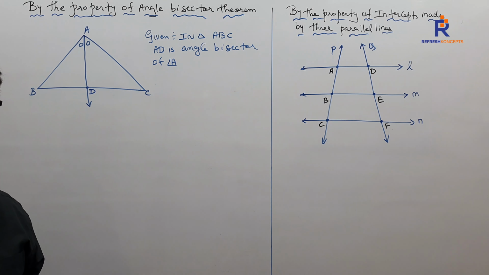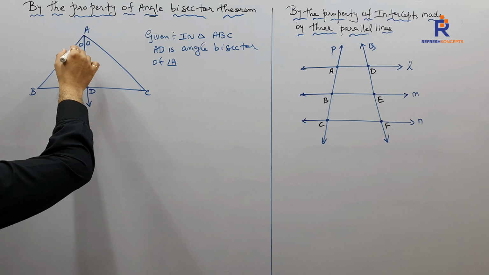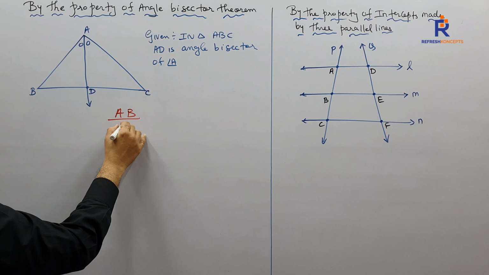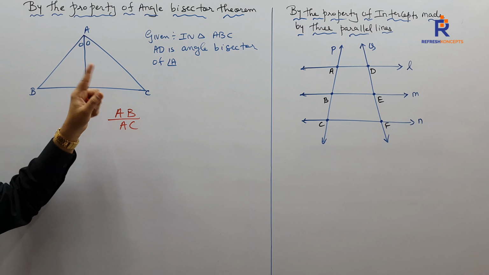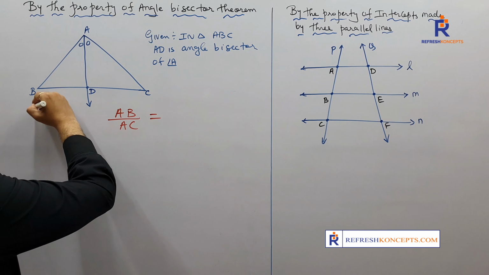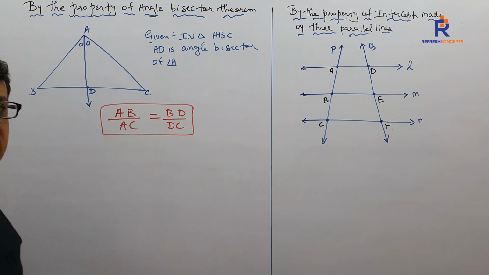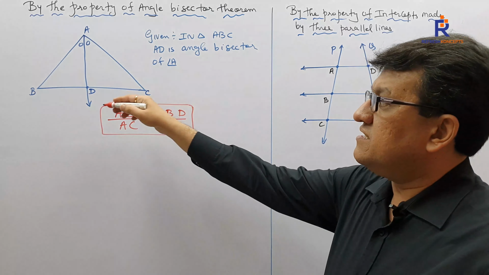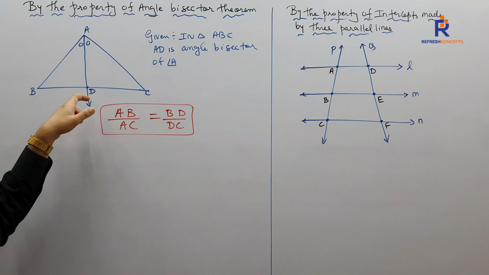Now what is this angle bisector theorem saying and what is the application? On applying the angle bisector theorem, I'll say it is AB by AC. We'll write down first: in triangle ABC, AD is an angle bisector of angle A. Therefore, by property of angle bisector theorem, AB by AC is equal to BD by DC. As simple as that. That's what the outcome is. Language is the same: given, outcome to prove, application. In triangle ABC, AD is an angle bisector given to us. What is the outcome? AB by AC is BD by DC.